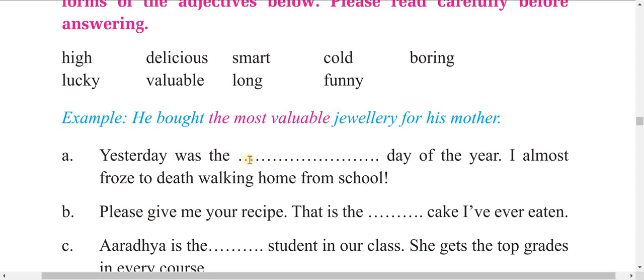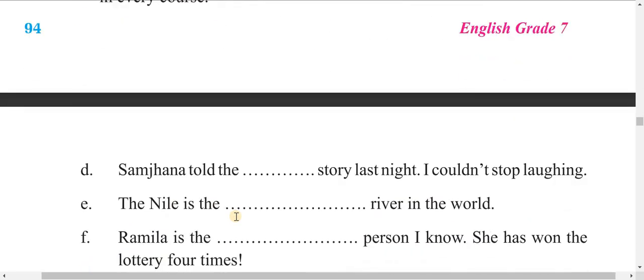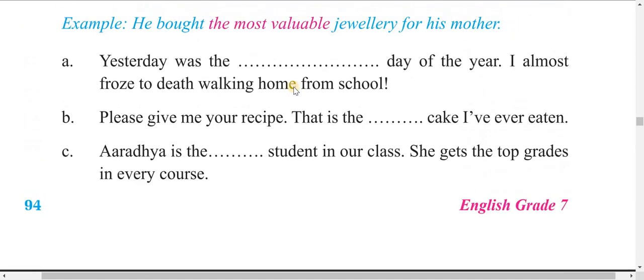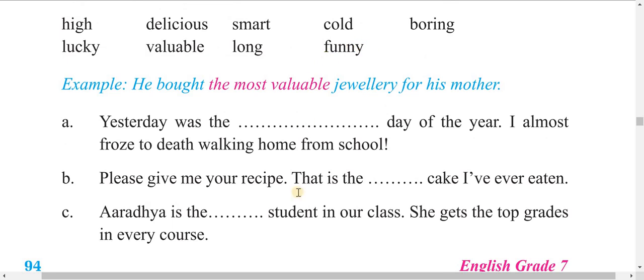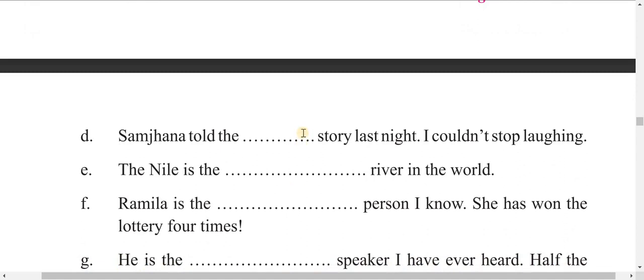Now B, here coldest, first one is coldest. B, please give me your recipe. That is the most delicious cake I have ever eaten. Most delicious. Now see, Aradhya is the smartest student in our class. She gets the top grades in every course. Now D. Samjana told the funniest. Above is funny. You can find the word funny here. So we have to change into superlative degree as funniest, F-U-N-N-I-S-T. Funniest story.